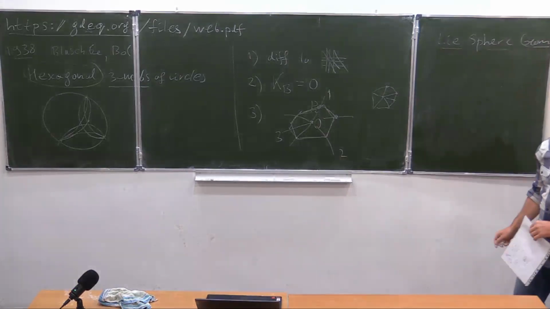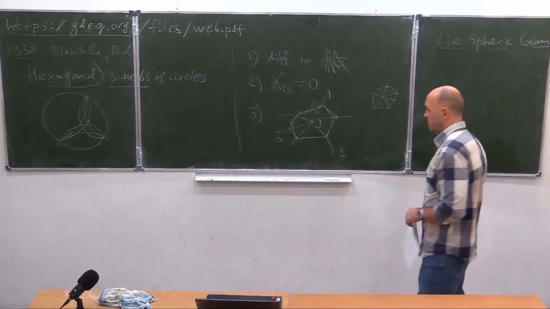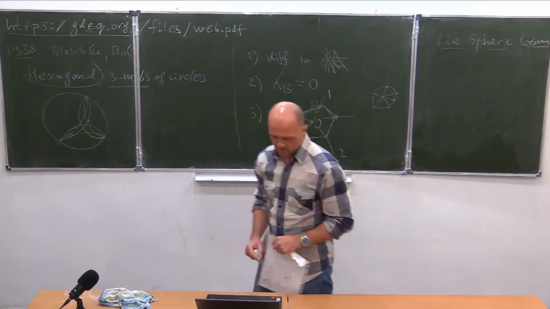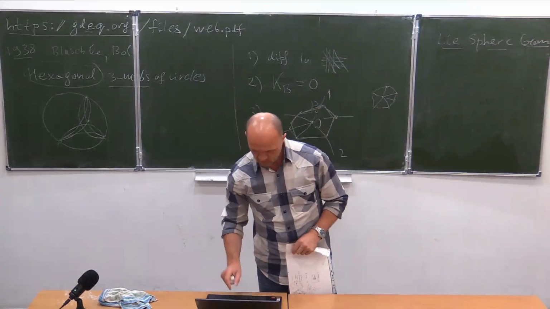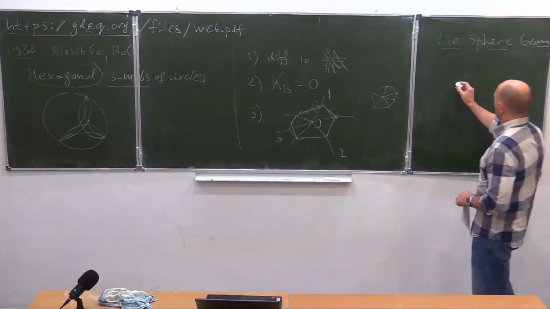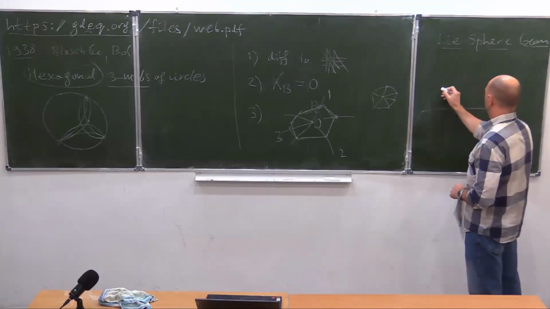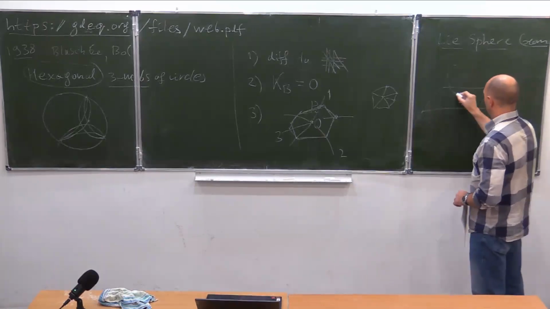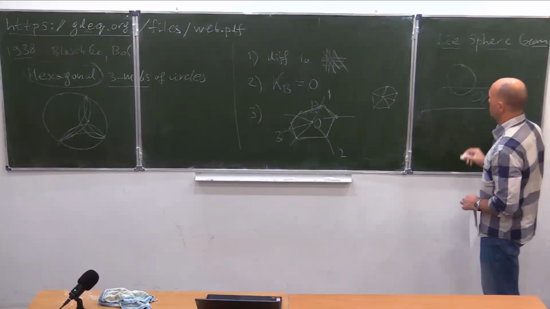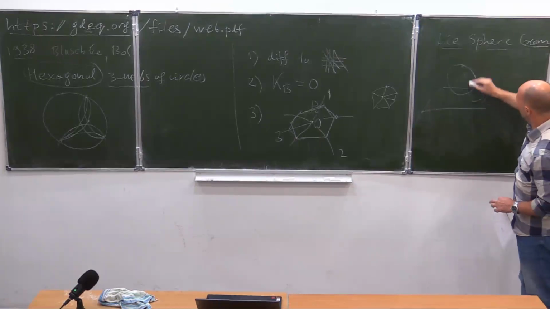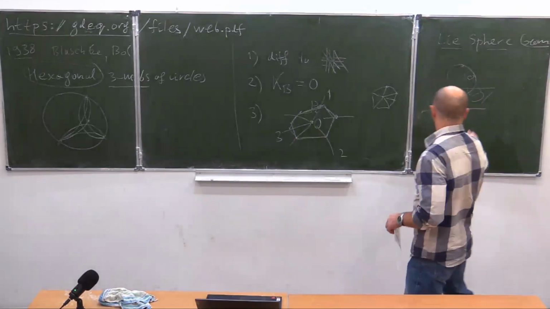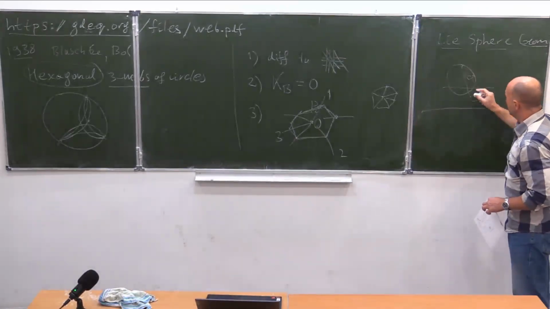The right context for studying such webs is Lie sphere geometry, sometimes called projective Laguerre's model. So we will project our circles, our 3-web, from the plane to the unit sphere by stereographic projection. Then, we will apply inverse stereographic projection.